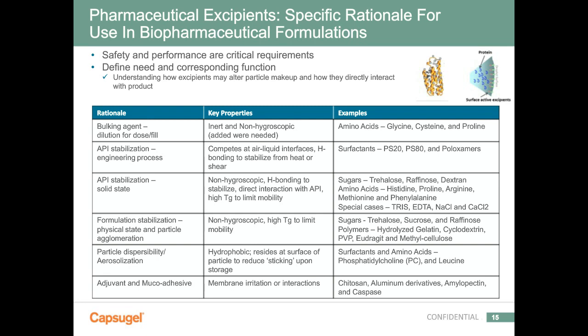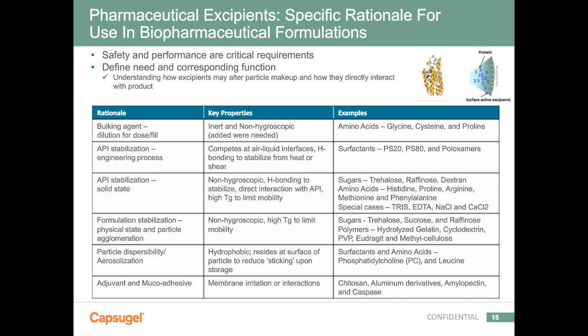Now, if we need actual stabilization during, let's say, the engineering process, we need to protect the protein from the air-liquid interface, we use a lot of times surfactants, and these are polysorbate 20, 80, a poloxamer, or something of that nature. And as we talked before, now the API stabilization in the solid state, so this replacing of the water or the dehydration step, we need to add things like trehalose or maybe even dextran, just a sugar polymer, in a lot of cases what we're adding.